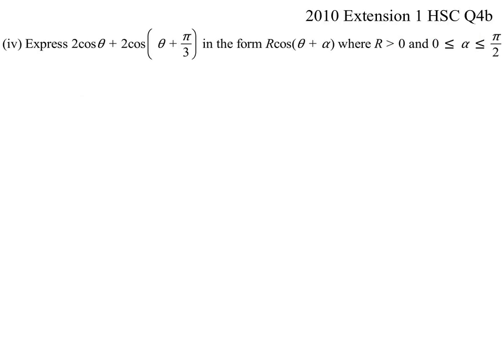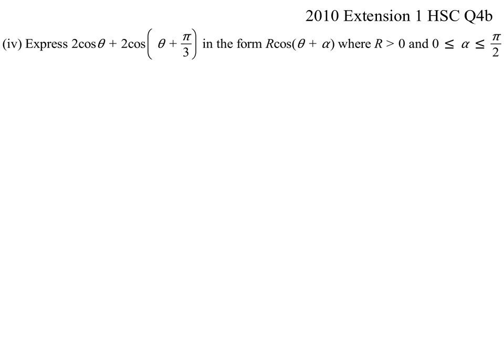2010. Again, they've forced my hand. I have to turn it into a cosine function, and they've told me that they want alpha to be an acute angle and r a positive number. But, oh, hang on a sec. 2 cos of (theta plus pi on 3). That's a little bit different. So what did we do that year?